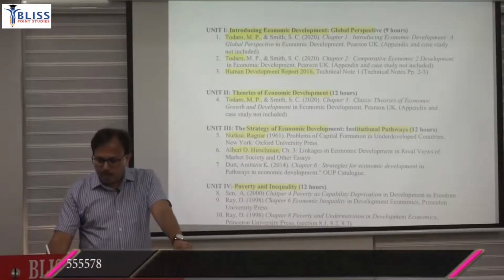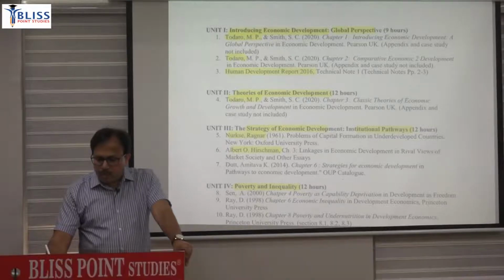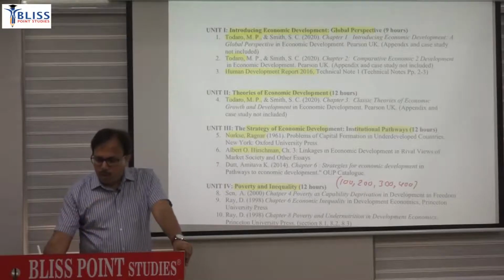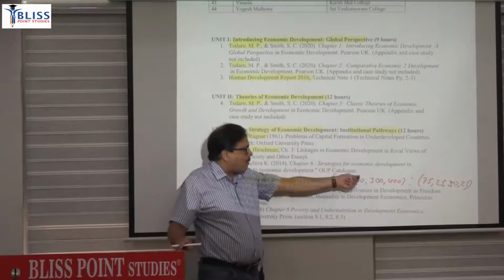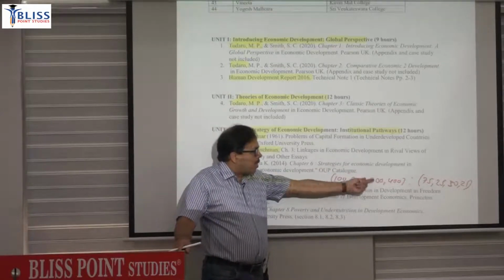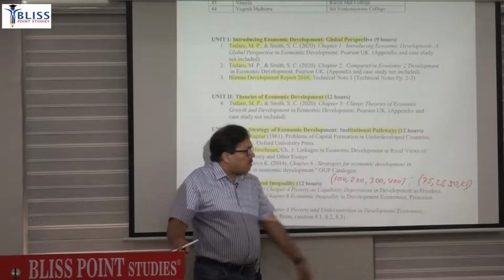For example, if I say that the incomes are 100, 200, 300, 400, these are 4 income groups, and income 100 is available with 75%, income 200 is available with 25%, income 300 is available with 50%, and income 400 is available with 25%. If this income distribution is given, that income 100 is available with 75, 200 with 25, 300 with 50, 400 with 25%.